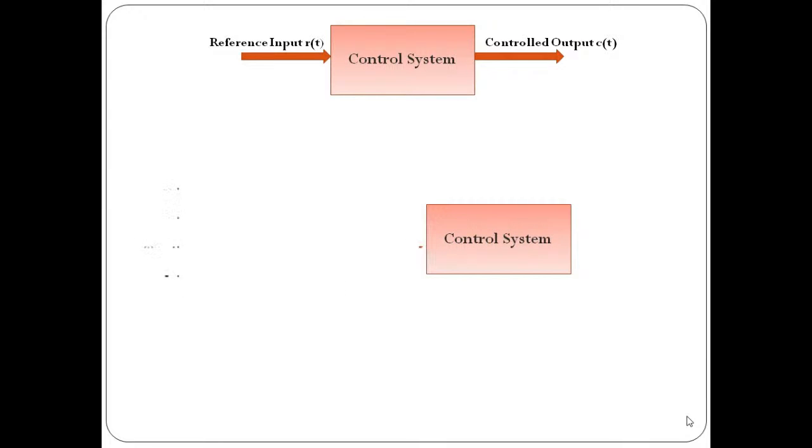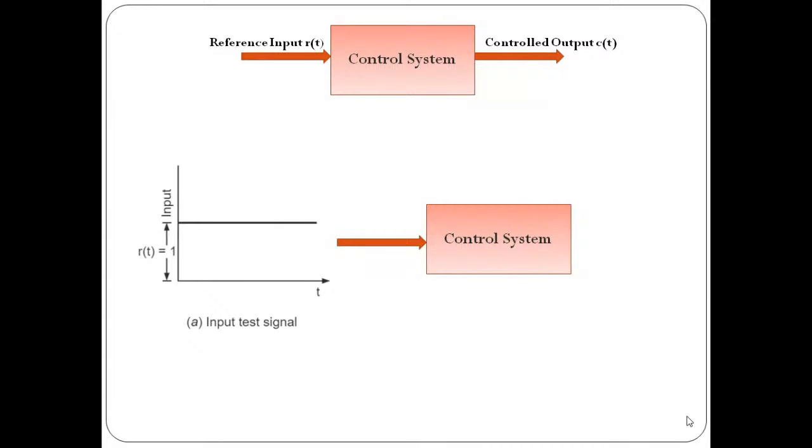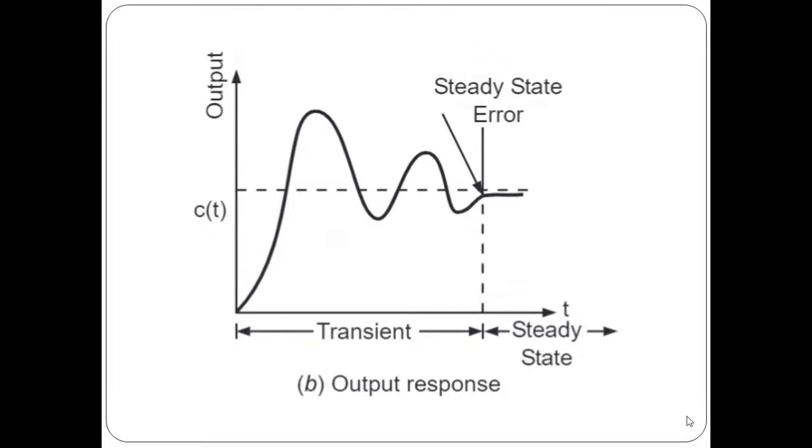And suppose you have a system, and to that system you provide some input in the form of a step, it is going to generate some output, and the output will be something like this. So from this figure it is very clear that we have a combination of two main components over here. First one is the transient, and then we have steady state. So this portion is the steady state response.